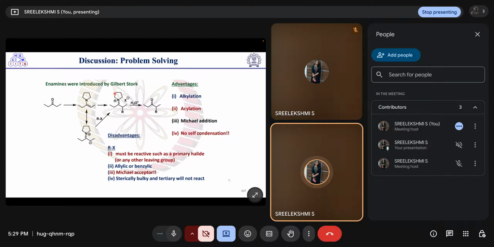So another alternative for this is enamine. So if we prepare the enamines, that is, this type of ketone is there. First we are converting it into this enamine, which can exist in this iminium ion form also. So what is happening if we treat this with some alkyl halide, alkylation will take place only at this position, and then hydrolysis can remove this enamine and form the ketone again. So we can use it for alkylation, acylation, Michael addition, and there is no self condensation. So these are some of the advantages.